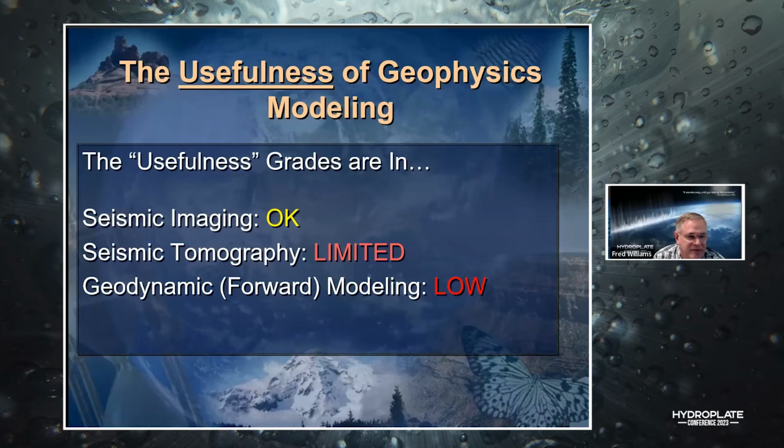So I want to give grades on this. I think seismic imaging, the usefulness is okay. I mean, they are increasing their odds of finding natural resources. Seismic tomography, I don't want to say totally it has no usefulness, because there is some. You do get very gross images of pieces of data where you can say, okay, there's something there. But the problem is it gets oversold big time, way oversold.